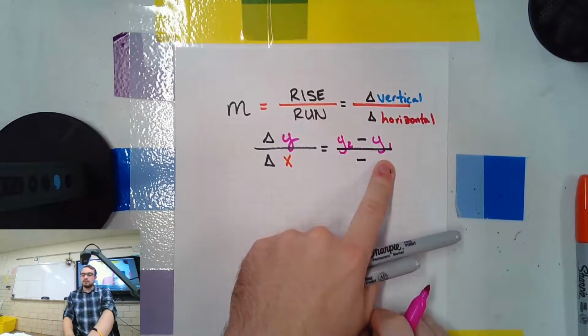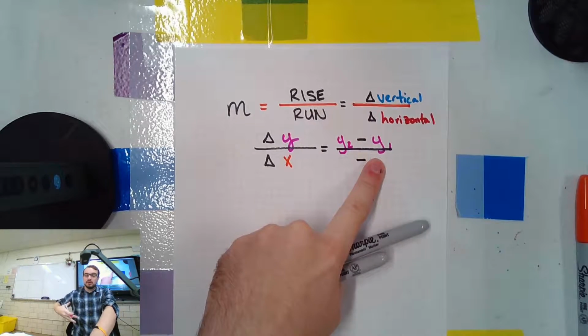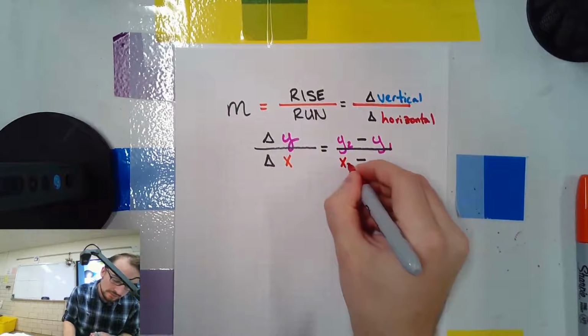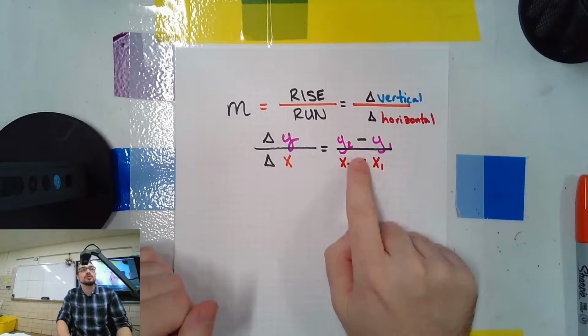Where you started, where you end up. I started on 6, I went to 10, right? But to figure out how far I went, I had to do 10 minus 6, right? Same thing with the x's. Now, you can write this out, or you can do it in your head.